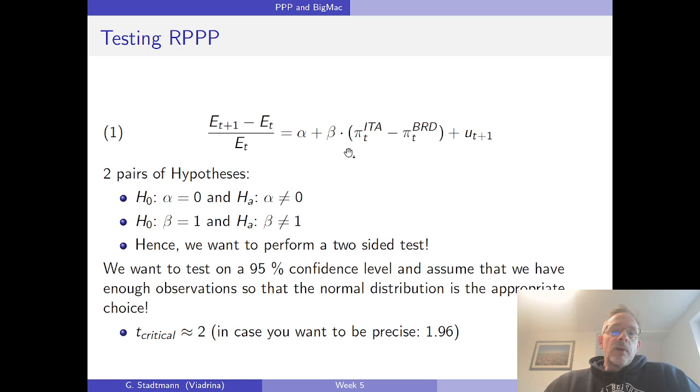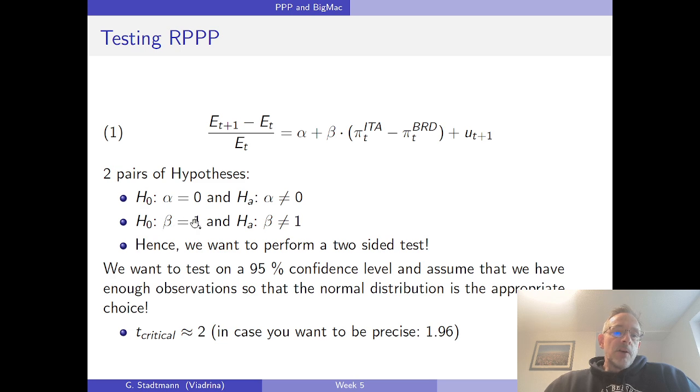Let's write down the regression equation. So we have the relative change in the exchange rate on the left-hand side, an intercept alpha, a slope beta, and then the inflation differential here. And then we have the error term in the end. We have two pairs of hypotheses. So the intercept is equal to 0. This is the null hypothesis. And the intercept is unequal to 0. This is the alternative hypothesis.